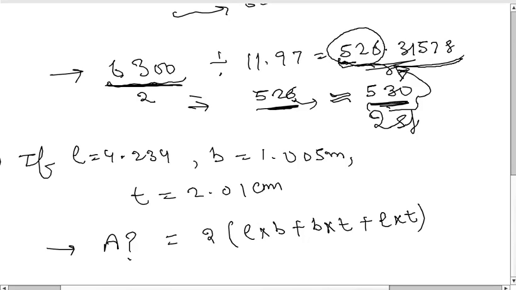Guys, mind it, this length is in meter. Width is also in meter, but this thickness is in centimeters. So first convert this into meters, so it will be less than 1. That you need to take care of. You have to calculate the area in meter square. We just need to show how many significant digits we will show.